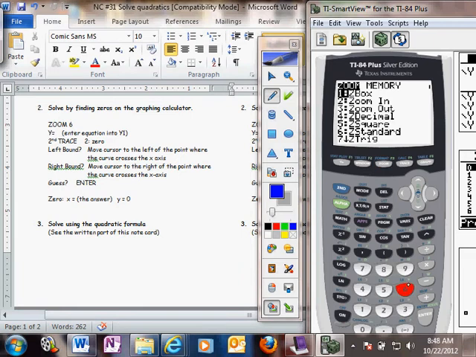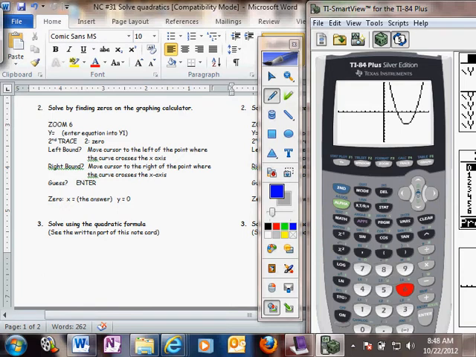The reason you want to do zoom 6 is because maybe you were working with the function a minute ago, and you had to readjust your window, maybe to zoom 0 for zoom fit, or change your x min, y max, something. And so you want to start off with zoom 6, which takes you to the standard screen. And we already put our equation in y equals. You can do that first if you want to.